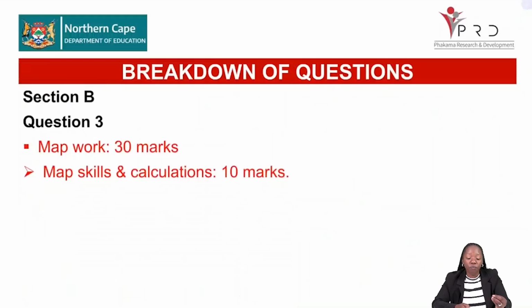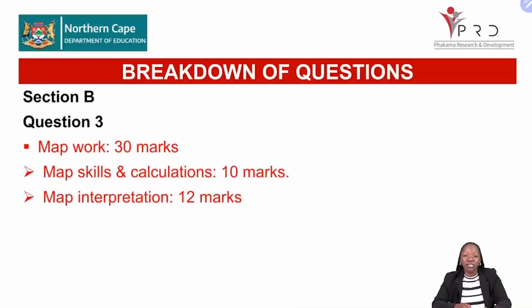Then after, you move to figure 3.2. Remember 3.1, that's your map skills and your calculation. Then your map interpretation is in figure 3.2, it's 12 marks. You are interpreting any question from climate and weather and any question from geomorphology. So it's 12 marks.